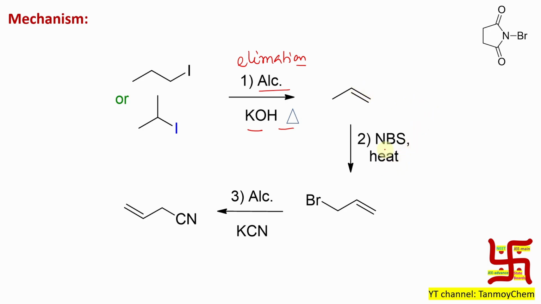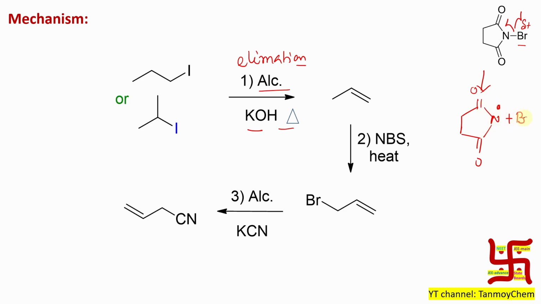Now next step, NBS and heat. If you look at this reagent, this is NBS, or N-bromosuccinimide. Now what happens if you give heat? By nature, if you look at NBS, this bromine is delta positive, or you can say electrophilic. But whenever you give heat, the N-Br bond undergoes breakage. So it's a homolytic cleavage, and it produces this nitrogen radical along with this bromine radical.